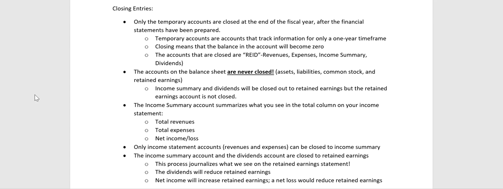The income summary account and dividend account are closed to retained earnings. What this process does is journalize what we see on our retained earnings statement. We know that we start with our beginning balance in retained earnings. We add in our net income, or if we had a net loss, we would subtract it away. And we subtract away our dividends. We will do the same thing in our journal. We will have our dividends reduce the value of retained earnings, and we'll have our net income increase the value of retained earnings. If we happen to have a net loss, it would also reduce retained earnings. So now let's get into our example.